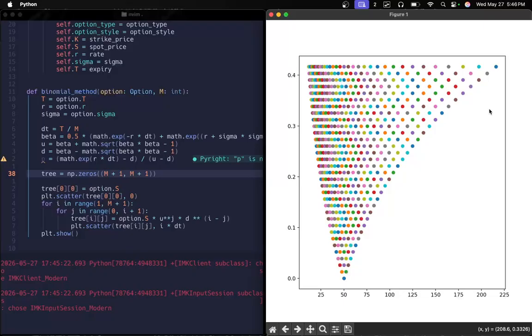Okay. So with that, I finished the tree. But now I need to actually evaluate the option. I think I'll do that next. So I just need to fully understand it more.